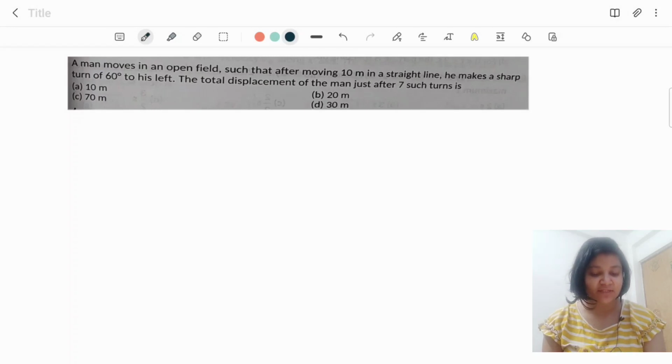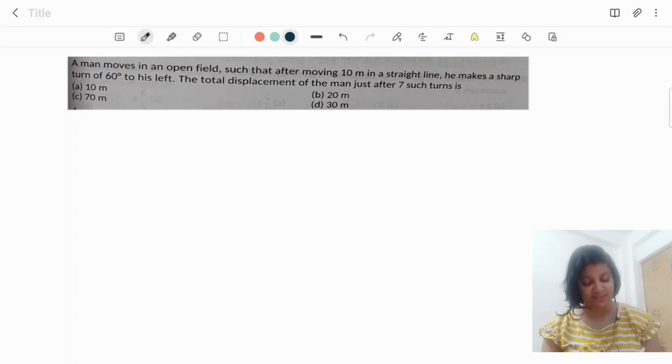Here they have given that a man moves in an open field such that after moving 10 meters in a straight line, he makes a sharp turn of 60 degrees to his left. The total displacement of the man just after 7 such turns. So to solve this problem, you need to have a concept of distance and displacement.